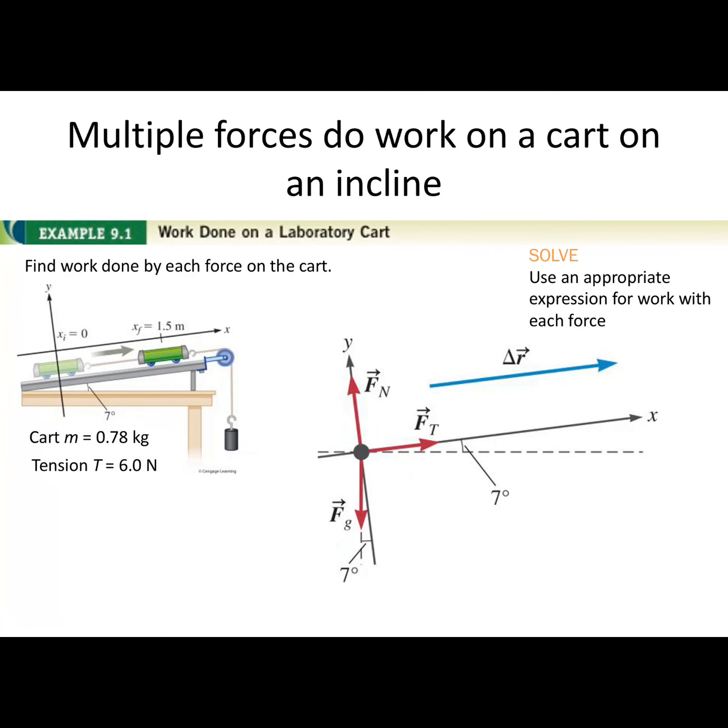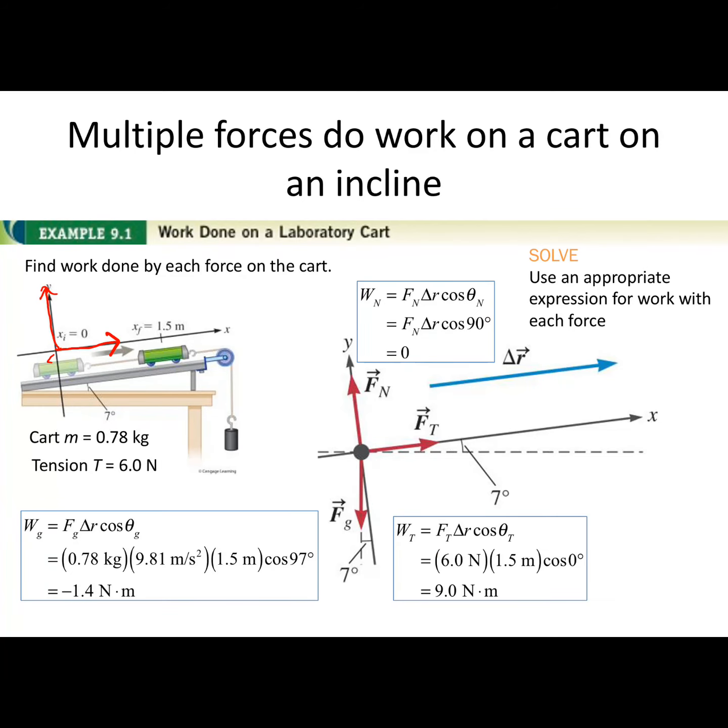We can almost immediately find out what's the work done by normal force in this case, right? Normal force is pointing in the positive y direction. This is your displacement. So what's the angle between normal force and displacement? 90 degrees. Cosine 90 degrees gives you 0, so the work done by normal force in this case is 0. Okay, how about tension?